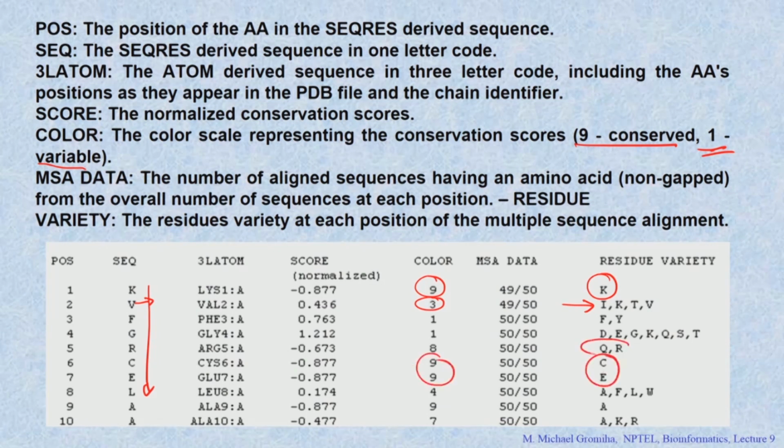Likewise, if you see the same residues, it is highly conserved. If there are only 2 residues, this is conserved, the color is 8, right. If it is highly variable, you can see the color is 1. So, depending upon this variability they give color codes from 1 to 9, right, and then you can see which one is conserved and which residues are variable.